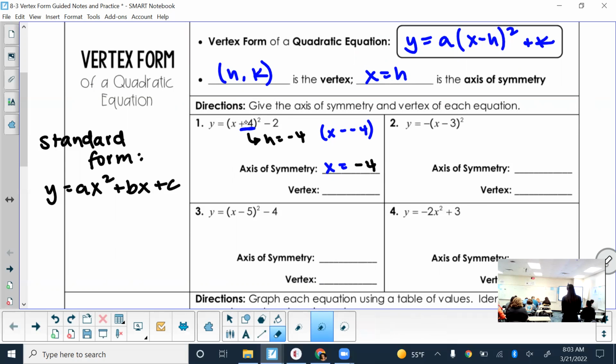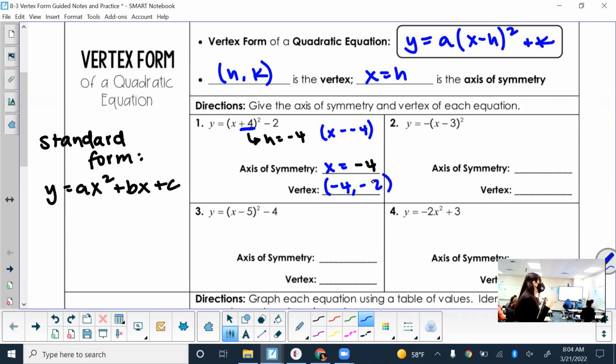H is opposite. So for my vertex, the x should be negative 4, because that was h. And the k, what number is in the k position? Negative 2 is correct. So for the k, it matches the sign that's in the equation. For the h, it's the opposite sign. So questions on that process?